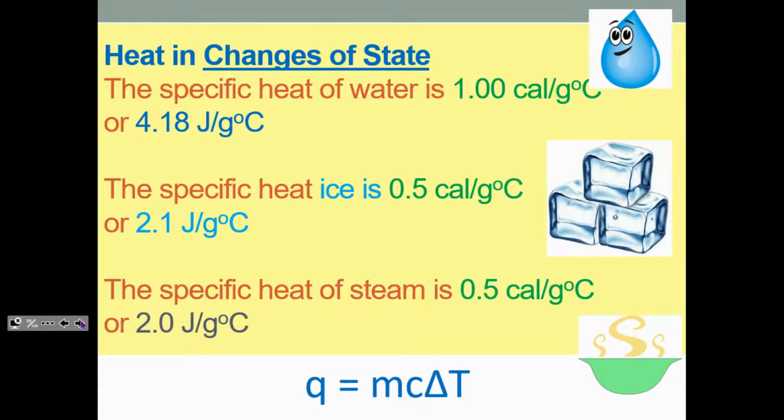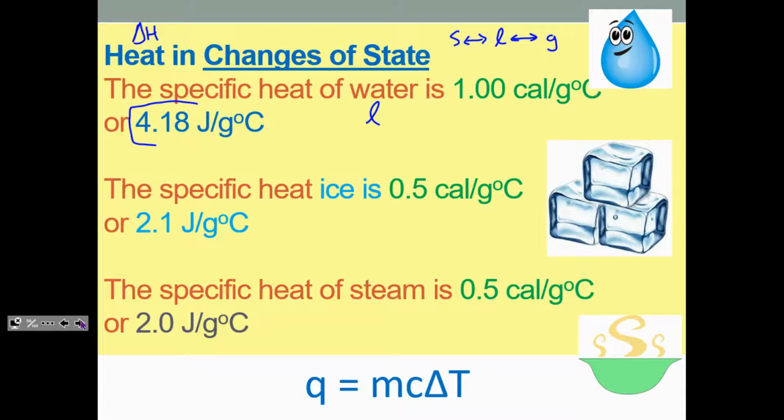So we're going to focus in this video on the heat change, the delta H, of a change in state. So solid to liquid to gas, or back and forth. So there's a couple of values that we need to have so that we can use them. Specific heat for liquid water is 1 calorie per gram Celsius.